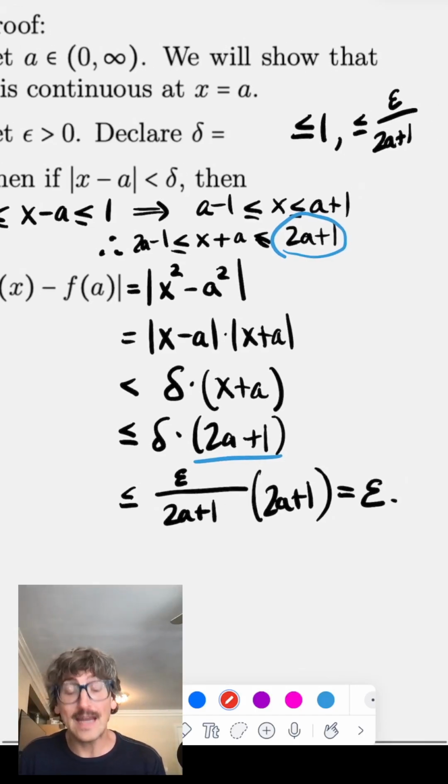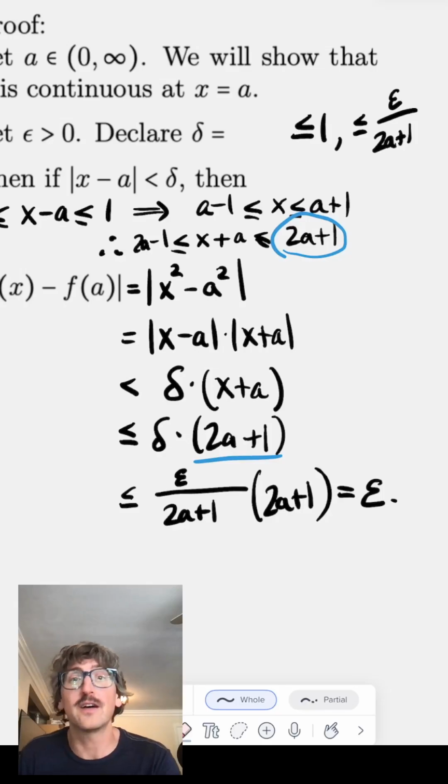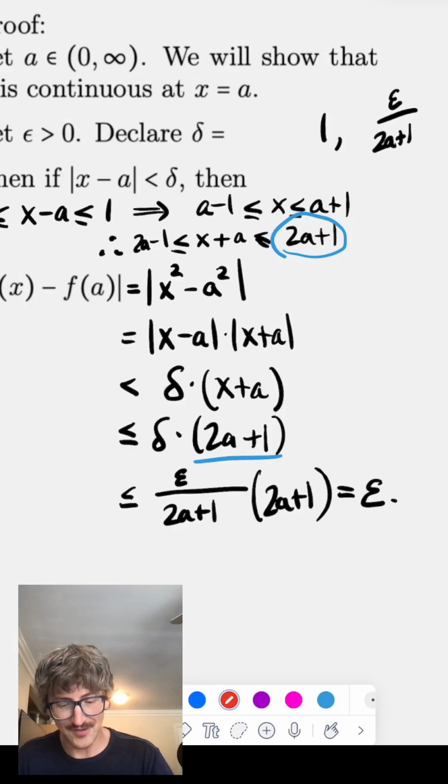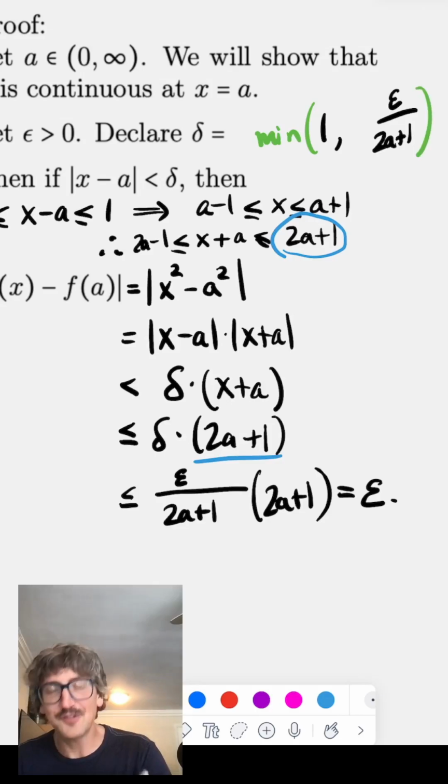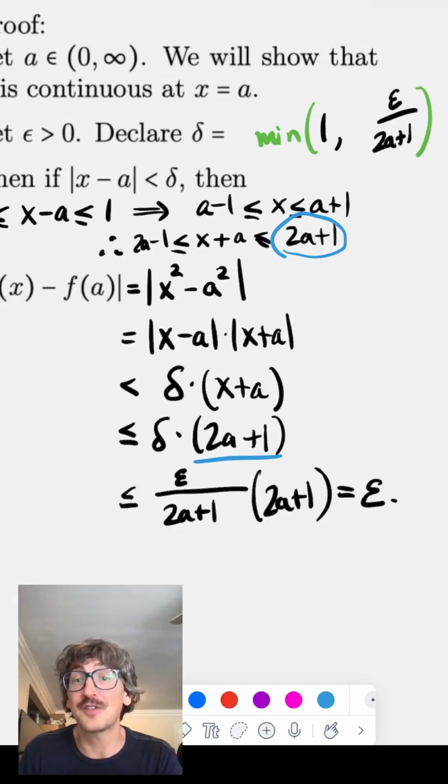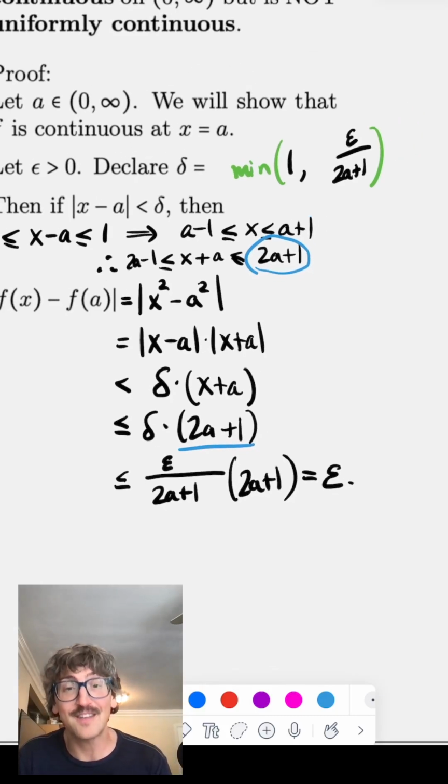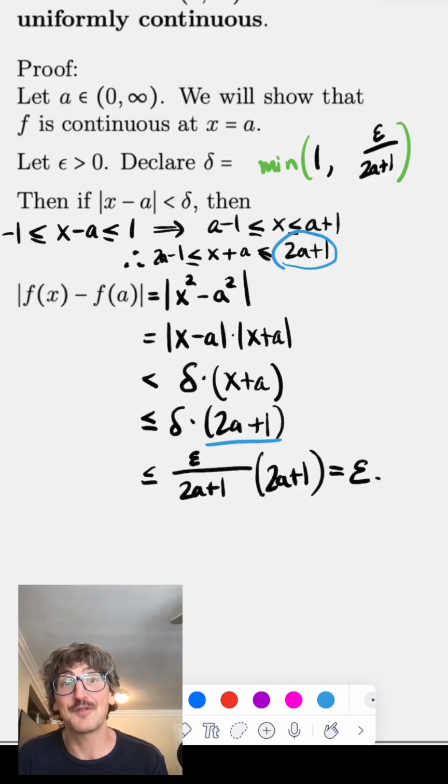So how do I know that there's some number delta that's less than or equal to both of those? Well, I can just take delta equals the min of those two numbers. So I have two positive numbers. Their minimum is going to be less than or equal to both of them. And that's going to do everything that I needed to do in this proof.